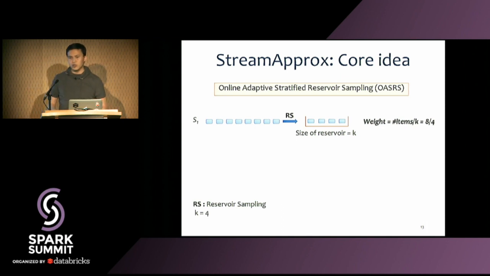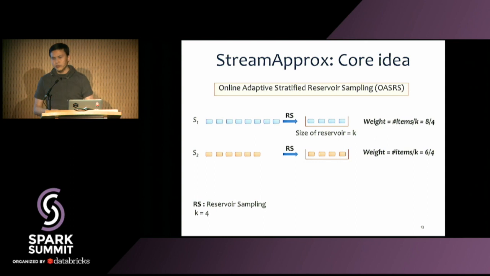So for example, in substream 1 here, the weight will be 8 divided by 4. And the 4 data items in the reservoir here are actually representative of the 8 original data items. And similarly, in the second substream, the weight is 6 divided by 4 because originally we have 6 data items. Let's imagine that we want to estimate the sum of the original data. And to reconstruct the sum from the sample data, we simply multiply the value of each data item in the reservoir with the weight.